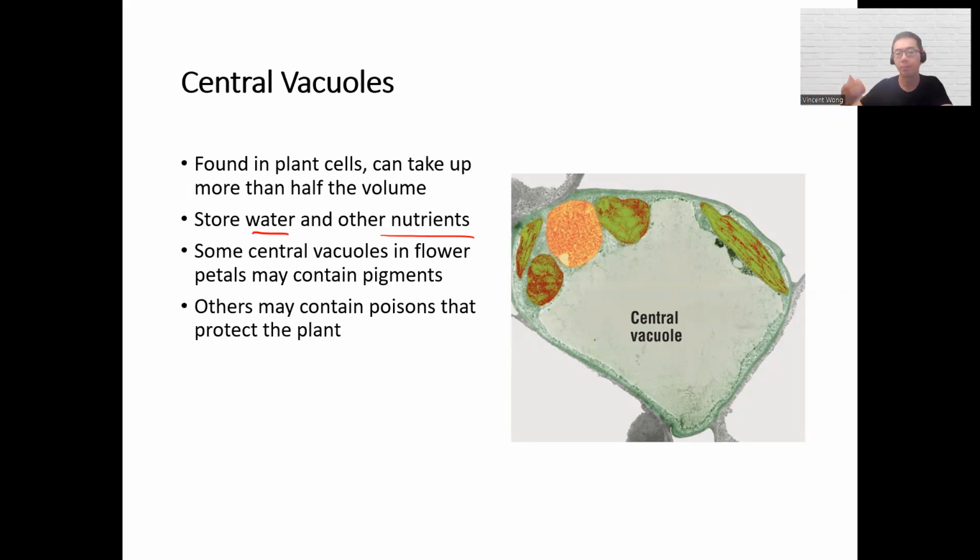Okay, and in some cases, depending on which part of the plant you're taking the cell from, right? If you're taking it from the petals of the flowers, then the central vacuole is a place to store the pigments. The pigments is what gives the flower color. And in some cases, if the plant is poisonous, then the central vacuole can be a location for storing those poisons as well. Okay, so water, nutrients, sometimes pigment, sometimes poison. We do not have central vacuoles in our animal cells. It's only found in plants.